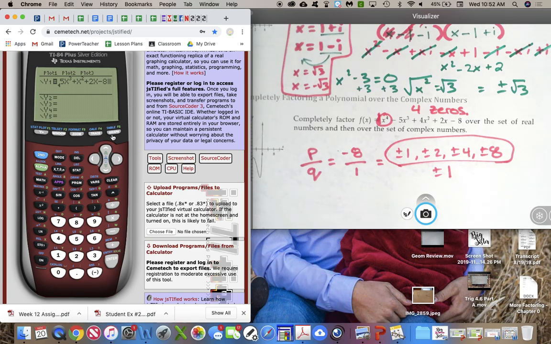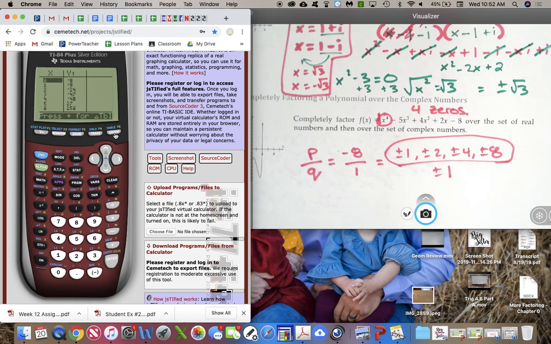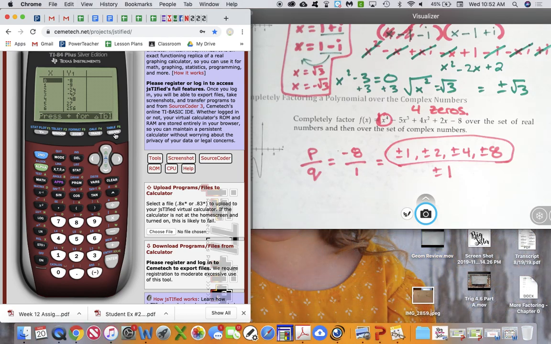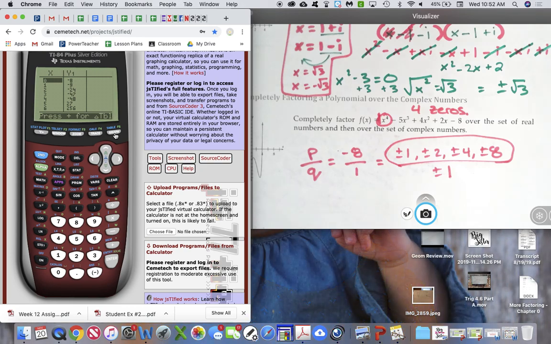Now, rather than graphing this thing, I want to go to table. So go second graph, go to table. It is going to give me all of the values when these inputs are plugged in. So when 0 is plugged in, -8 pops out. When 1 is plugged in, -9 pops out. I want to look at the numbers plus minus 1, plus minus 2, plus minus 4, plus minus 8.